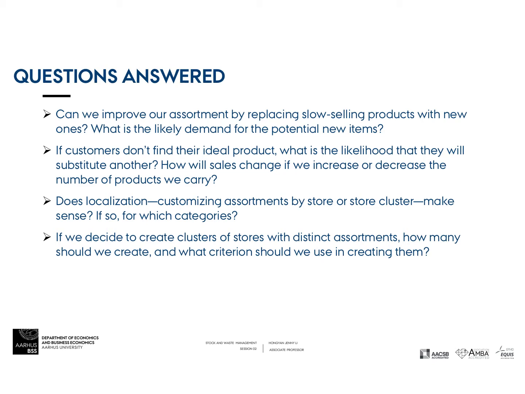Does localization, customizing assortments by store and store cluster, make sense? If so, for which categories? If we decide to create clusters of the stores with distinct assortments, how many should we create, and what criteria should we use in creating them? I think the article tried to answer these four questions, but it would be interesting for you to focus on the first two.